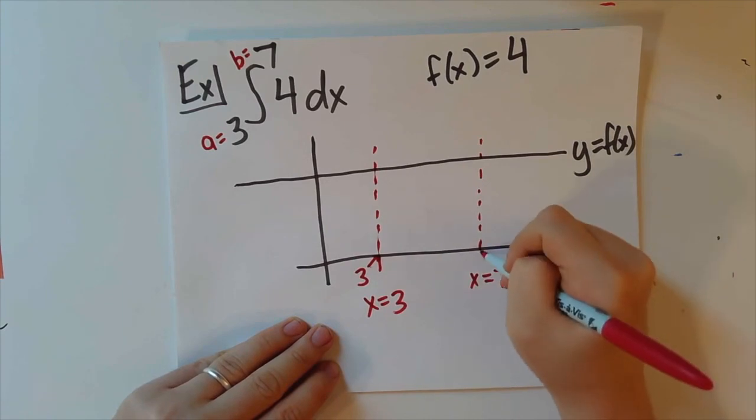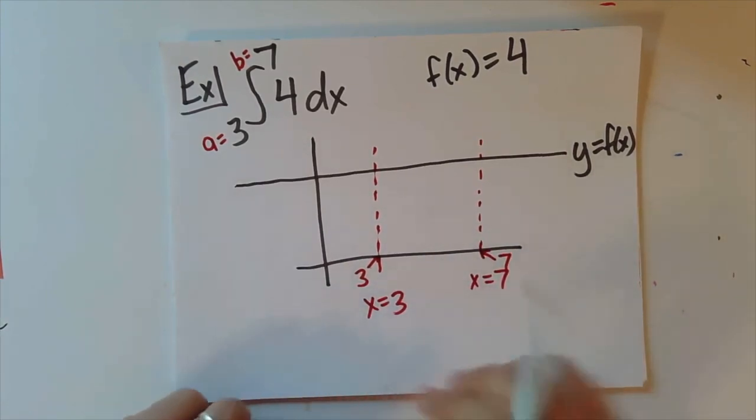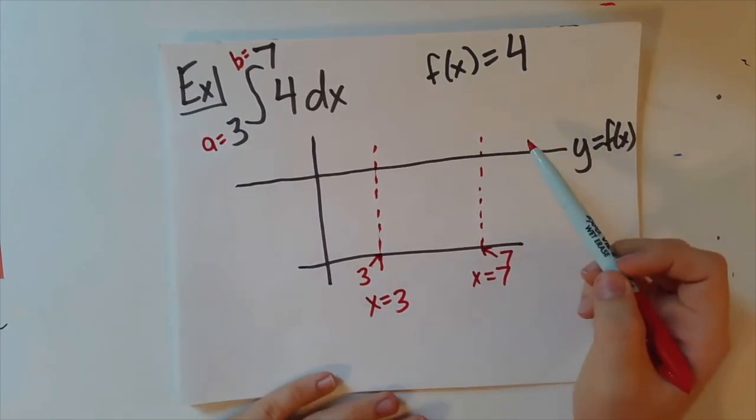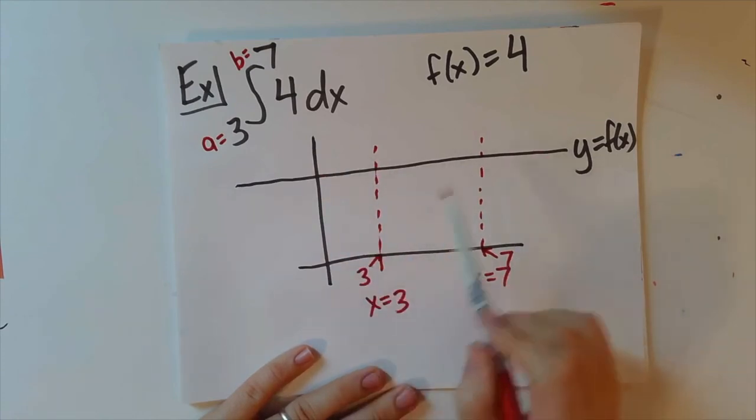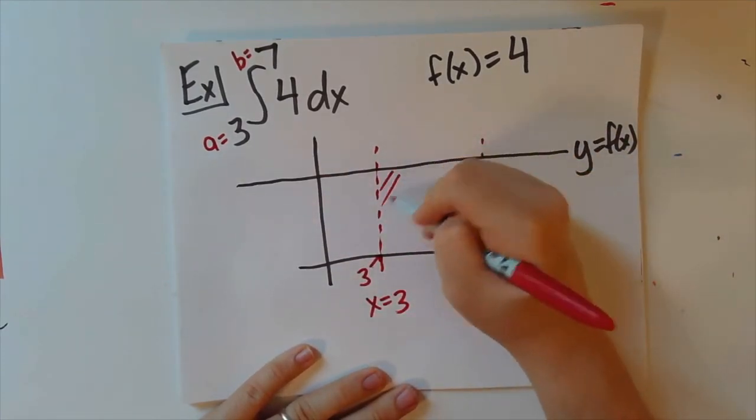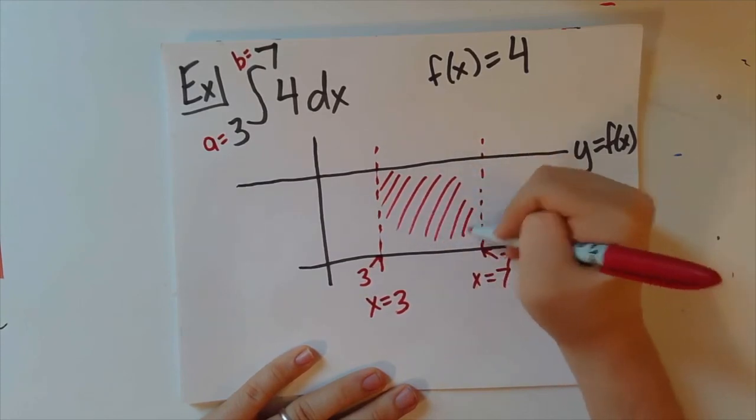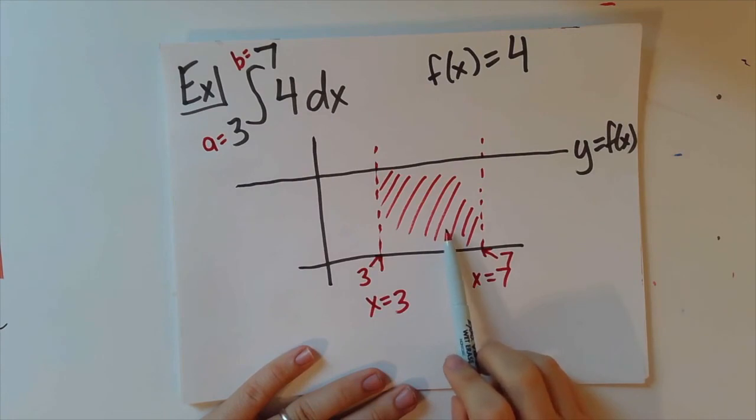Okay, and again, that's the 7 on the x-axis. That's all I'm saying here. And so now I've described the 4 boundaries: the x-axis, the graph, the left boundary, and the right boundary. And so I'm going to shade this region. And this integral is supposed to be the area of this region.